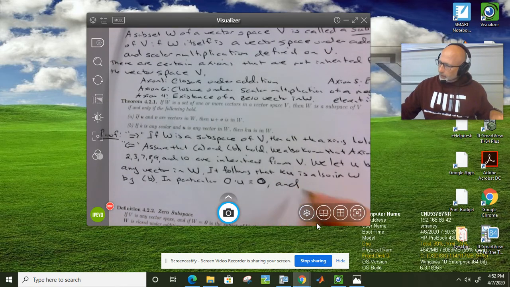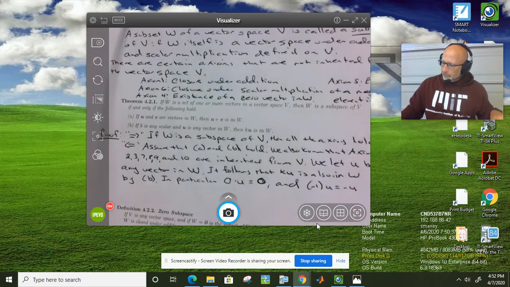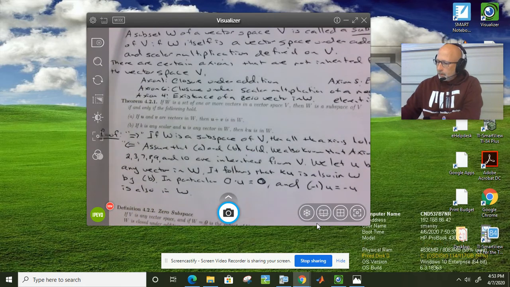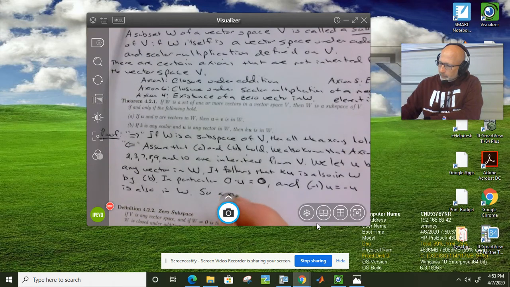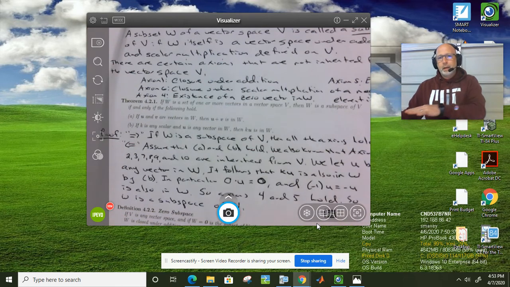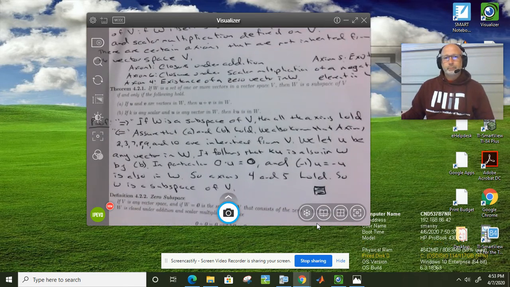And we also know that -1 times U is equal to -U is also in W. And that's the -1. So axioms 4 and 5 hold. So W is a subspace of V, and we're done, because we only needed to show those two things.